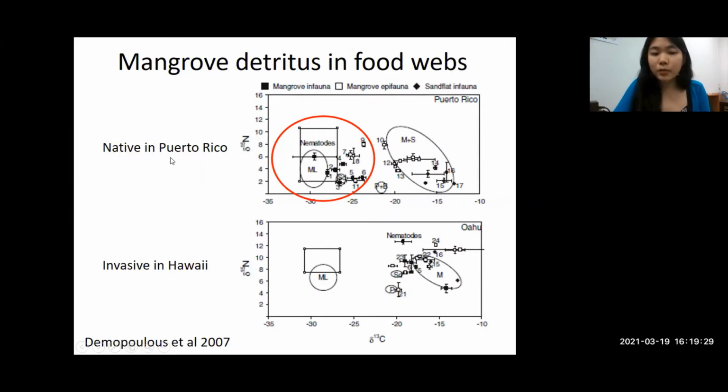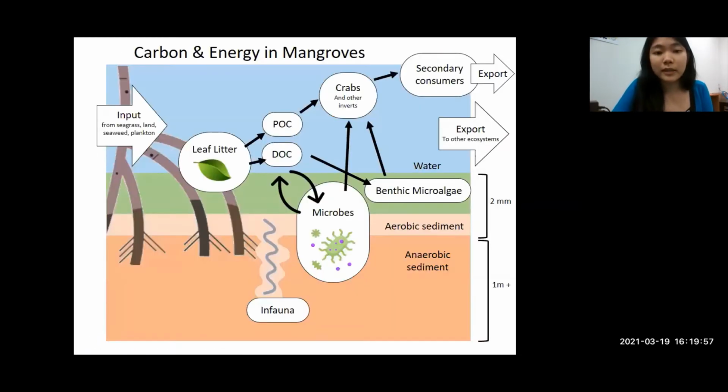So in the Puerto Rico habitat, they saw a bunch of things using macroalgae and seagrass, and a bunch of things using mangrove leaf, maybe not directly, but indirectly after it's been broken down a little bit. Where mangroves are invasive in Hawaii, you basically don't see anything really showing signs that it used mangrove leaves for food. Everything is clustering around macroalgae and seagrass. So mangrove communities have evolved over time to utilize mangrove detritus from their leaves.